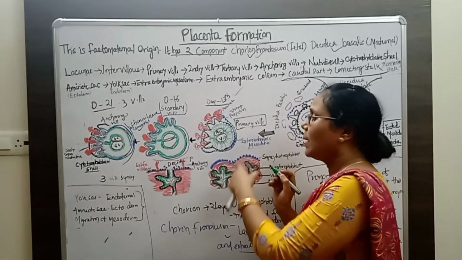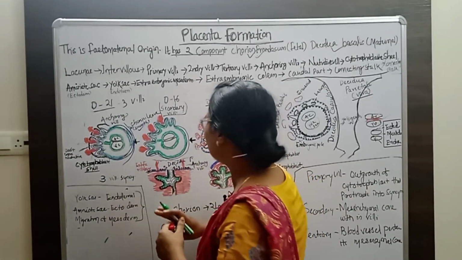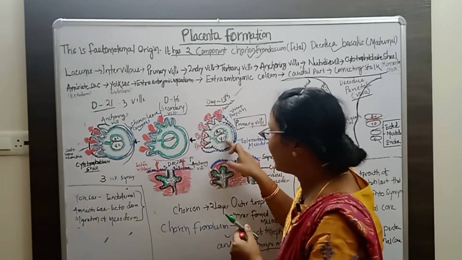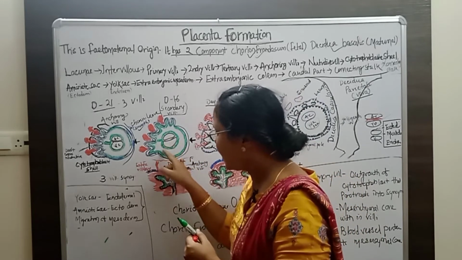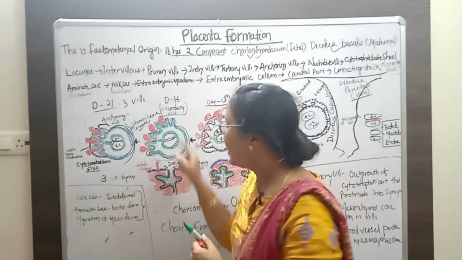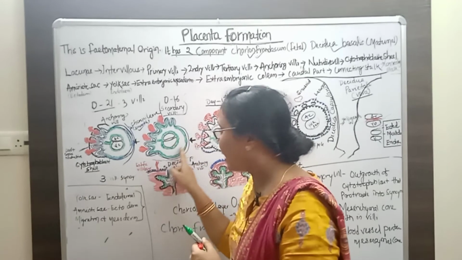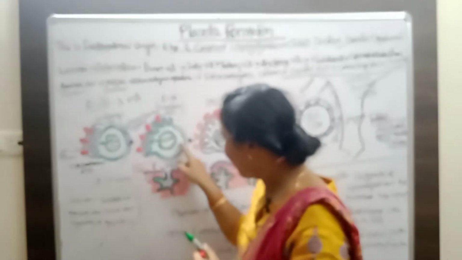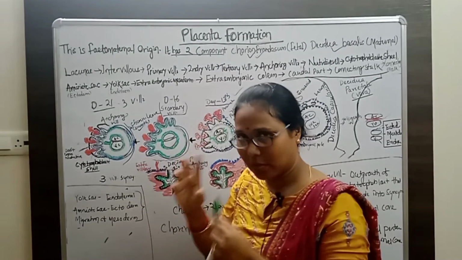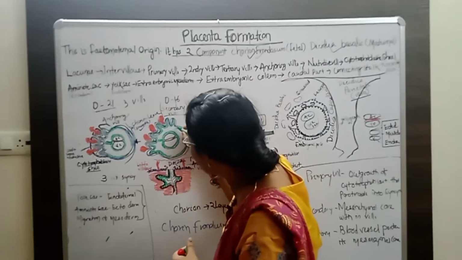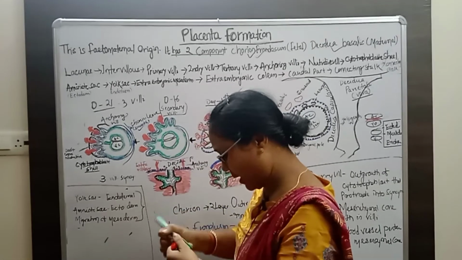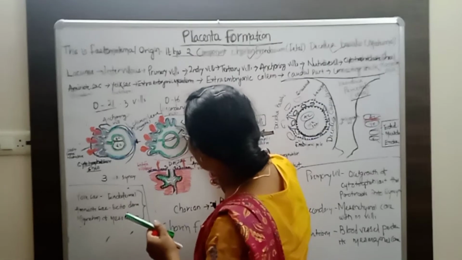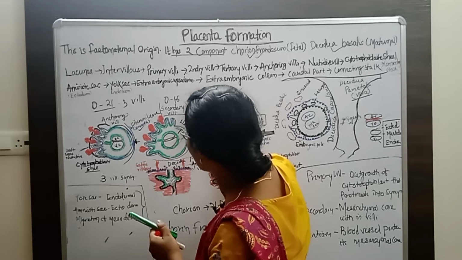Later, these specialized cells fuse together and form two layers: the inner one covering the yolk sac and amniotic cavity, and the outer layer inside the cytotrophoblast. The space between is now a vacuole, called the coelom, the extraembryonic coelom. So this space developed is called the extraembryonic coelom.